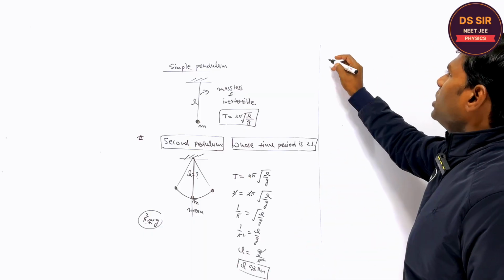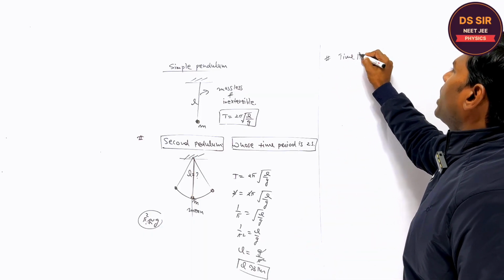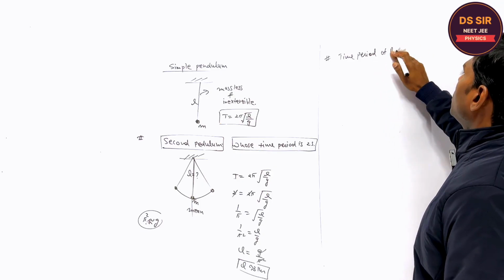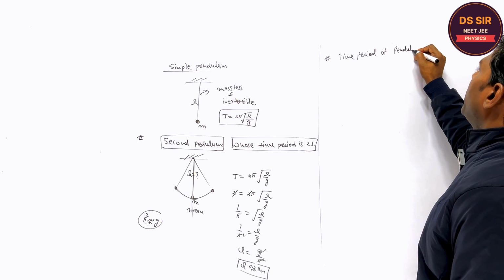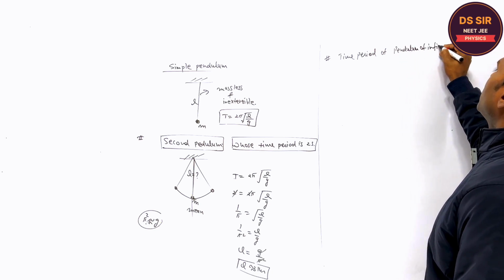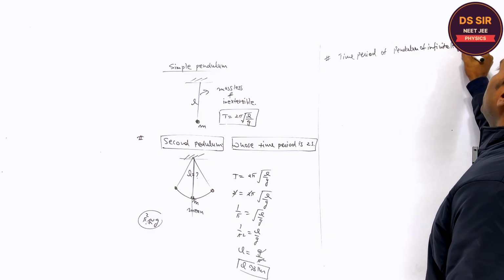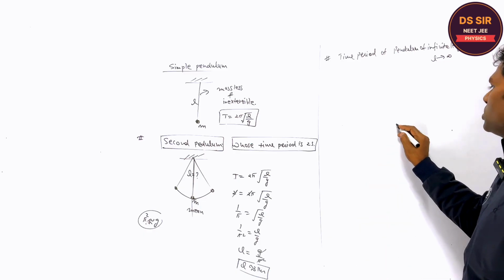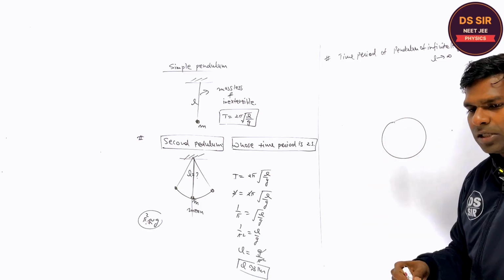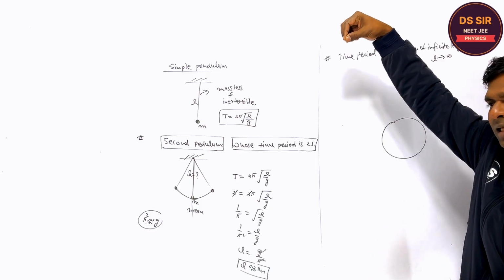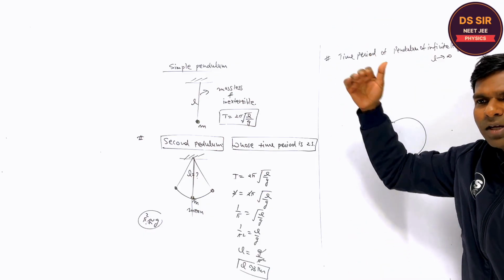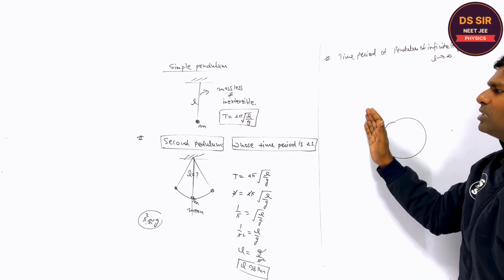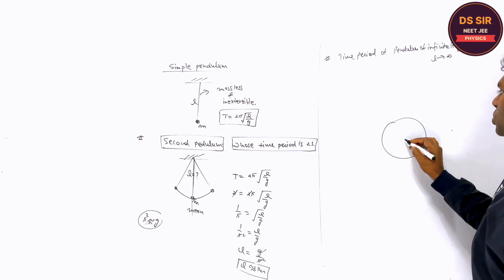All right, now see the time period of a pendulum of infinite length. Infinite length means the length tending to infinity. This is a very important concept. Suppose this is the earth, right? Have you seen the pendulum in your physics lab? The length of the pendulum may be 1 meter, 2 meter, 3 meter, 5 meter. 1 kilometer cannot be. So this is a hypothetical or imaginary question, you can say.